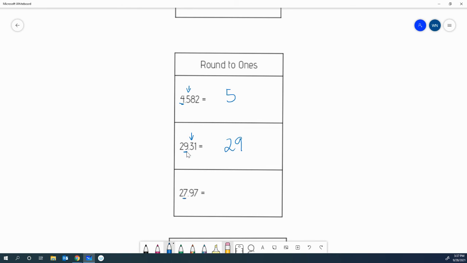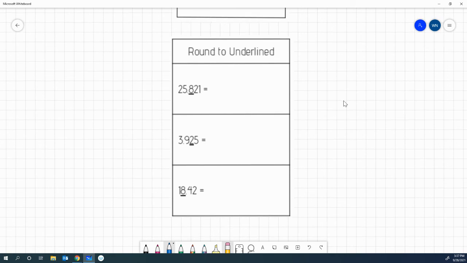For this one, you should have underlined the 7, drawn an arrow over that 9. That 9 raises the score of the 7. Remember, we look at the tenths place to decide what happens to the ones place, the underlined number. Raise the score of that 7, it becomes 28. That's it. Let's look at the last 3 problems.